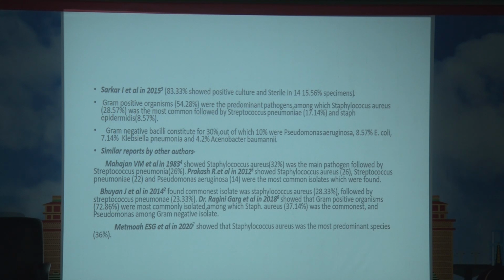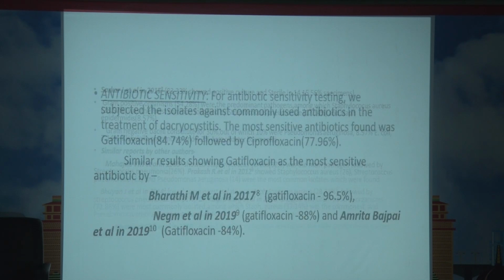And out of the gram-negative bacilli, Pseudomonas was the predominant one, followed by E. coli, Klebsiella, and Acinetobacter baumannii. Similar reports were also shown by Mahajan V.M. et al. in 1983, Prakash R. et al. in 2012, Bhuyan J. et al. in 2014, Ragini Garg et al. in 2018, and in 2020 by Metmo ESG et al.